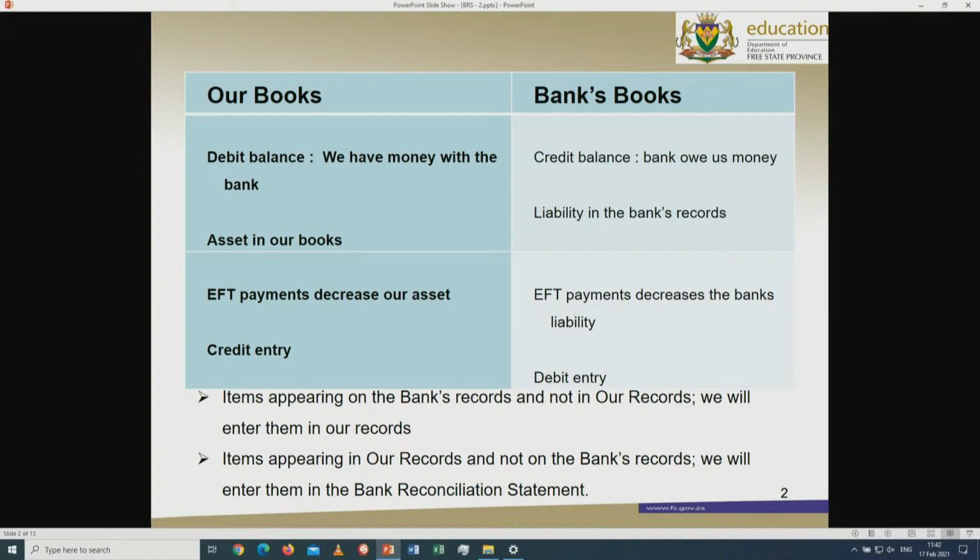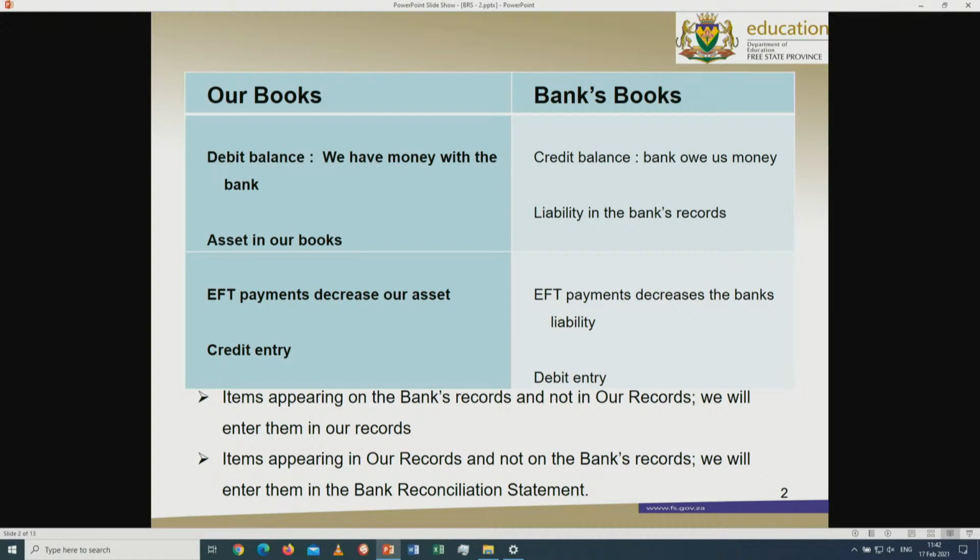So if you have a debit balance in your books, it means you have money. But if you have a credit balance on the bank statement, it also means you have money, but it is a liability in the bank's records. So it's an asset in our records, but if it's credit on the bank statement, it means the bank owes us money. But if it's a debit balance on the bank statement, it means we are owing the bank money in terms of overdraft.